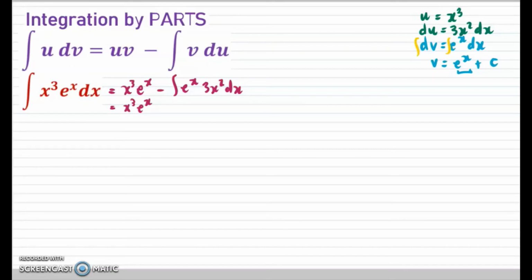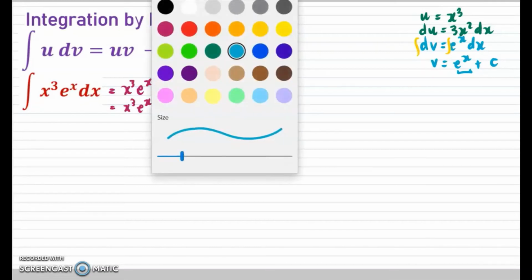Let's bring out the constant. Minus 3 minus e raised to x. Then we'll have x squared dx. And as you can see, this is another integration of a product of two functions, right? So we will apply another udv here, or integration by parts here.